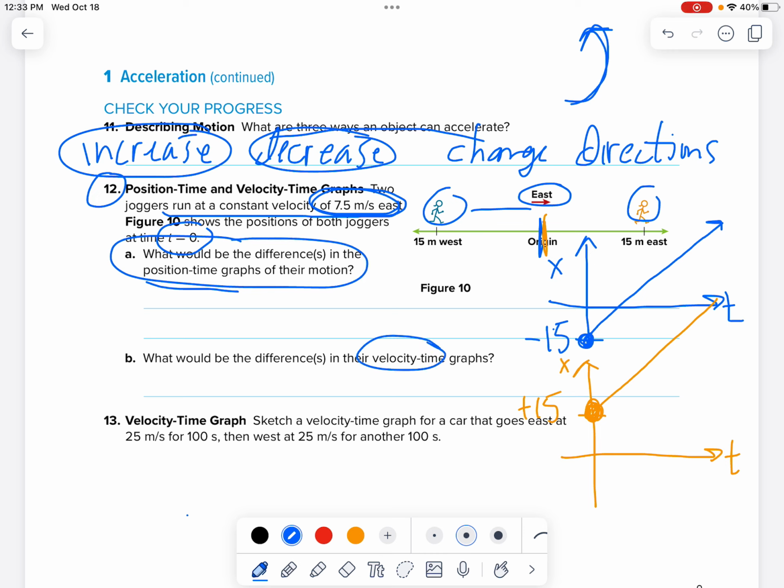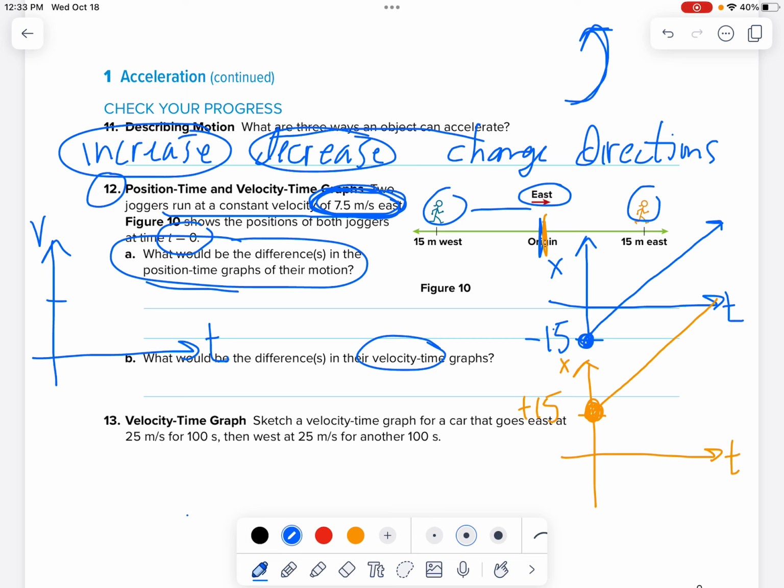If we're looking at velocity time, well, velocity time doesn't care about position. It's just looking at their velocity. The velocity time graphs would be exactly the same. You would have the velocity and the time for the blue runner. He's running at 7.5 meters per second.